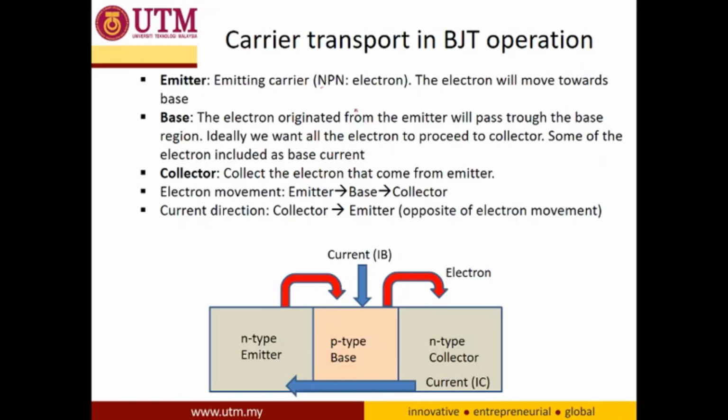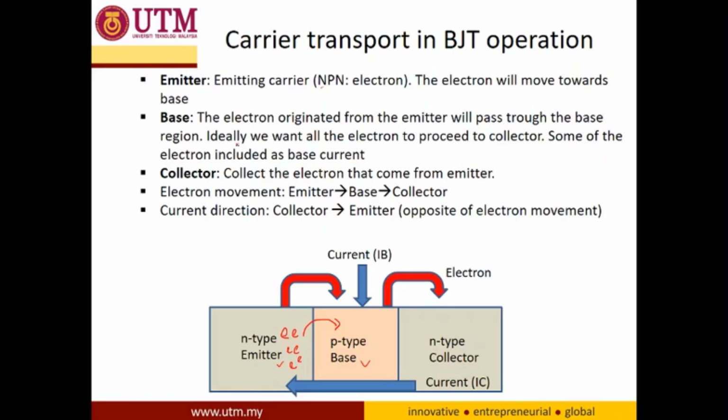So in the emitter, the free electron is forced to move towards the base, the neighboring layer, or the layer beside. If you see the structure here, this is the emitter. The next layer is the base. The function of the emitter is to force the electron inside the emitter. Since the emitter is n-type, we have many electrons here. So the emitter will force the electron to move to the p-type base.